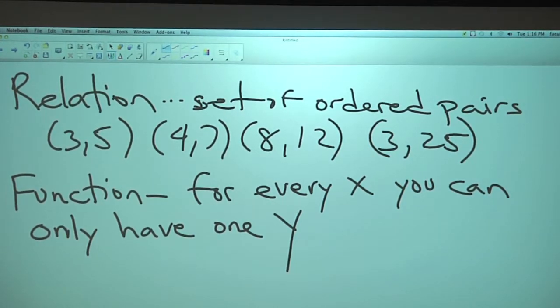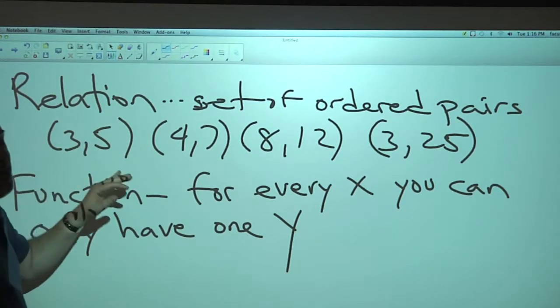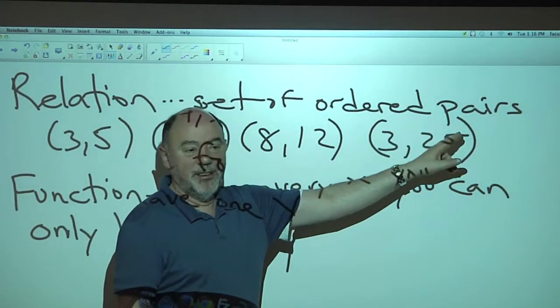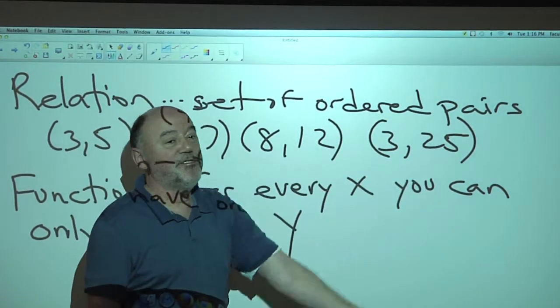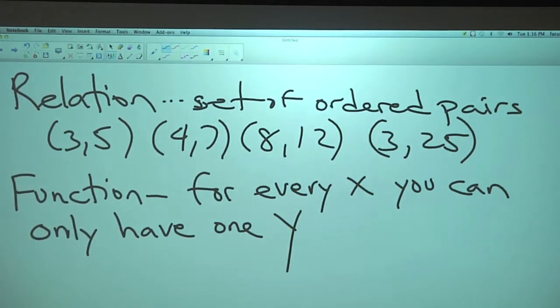So my first set of points I gave you, we said it was a relation. Does it also describe a function? No. Why not? Because there's two values. The problem is you got a (3, 5), but we also have a (3, 25). So this one x value goes to two different y values. Therefore, it's not a function. Right?